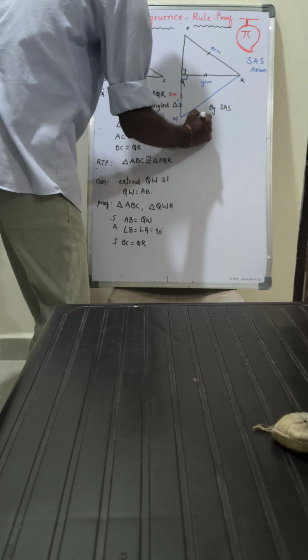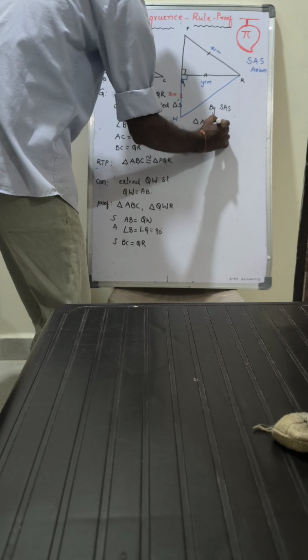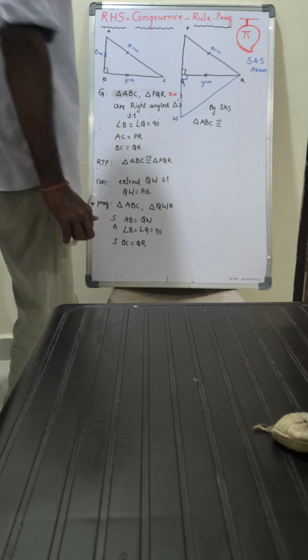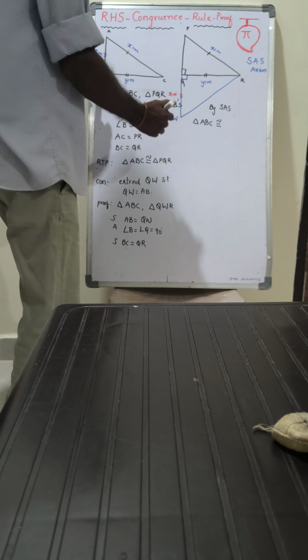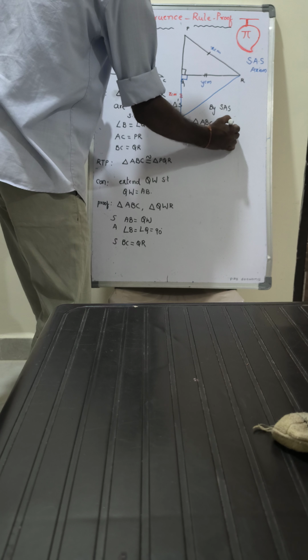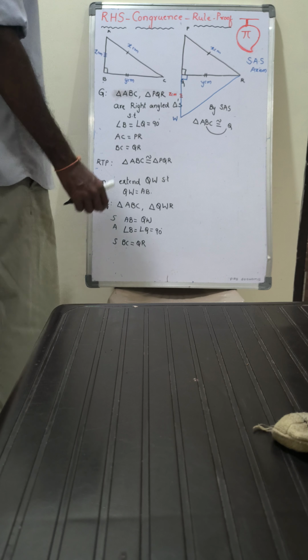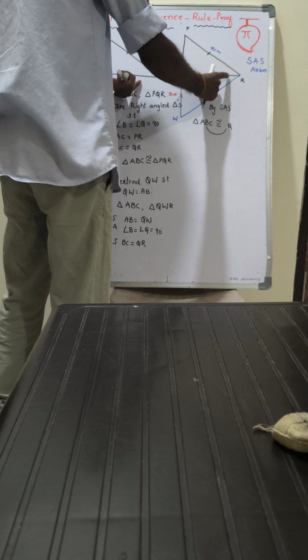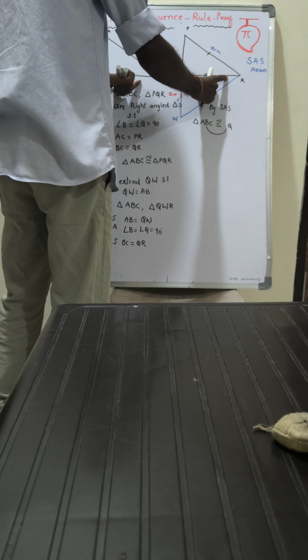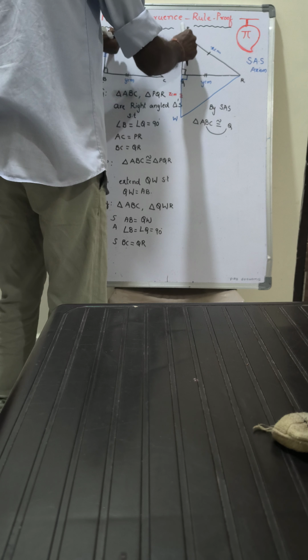By SAS we can say triangle ABC is congruent to triangle... right? What is the corresponding vertex of B? We already know that it is Q. So B corresponds to Q. Now which two sides are equal? BC and QR sides are equal. Therefore the remaining vertex is P. The remaining vertex of BC is A. Therefore they are going to be equal.